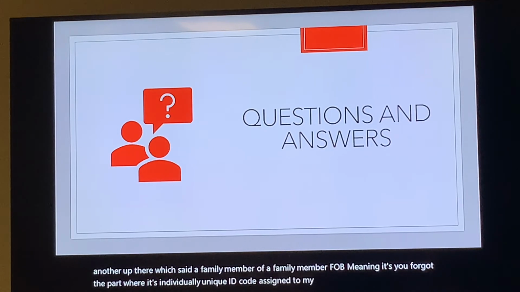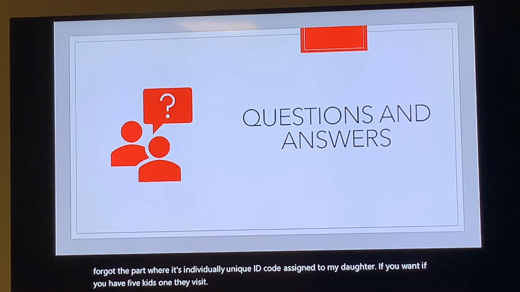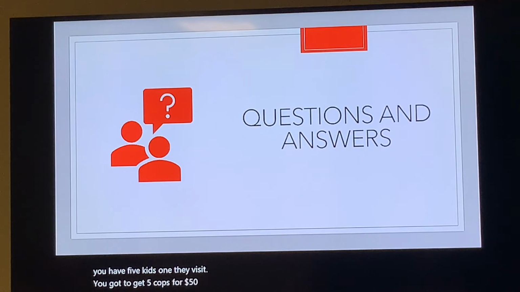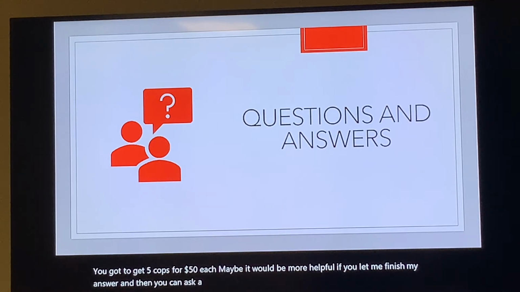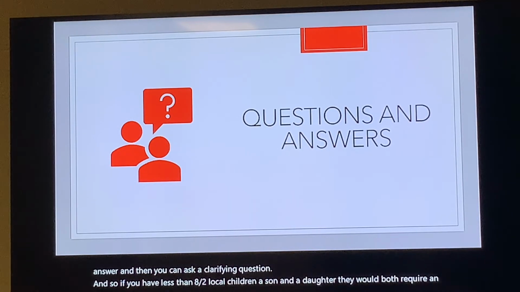But if you have 5 kids and they visit from around the world, you have to get 5 fobs for $50 each? You know, maybe it'd be more helpful if you let me finish my answer and then you can ask a clarifying question. If you have, let's say, 2 local children, a son and a daughter, they would both require an individual unique ID fob.